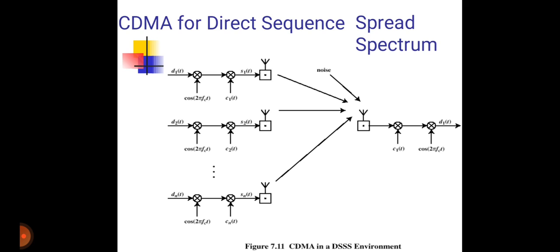There are 3 types of spread spectrum techniques. First one is frequency hopping, second one is time hopping, and third one is direct sequence. For CDMA system, the direct sequence technique is used.